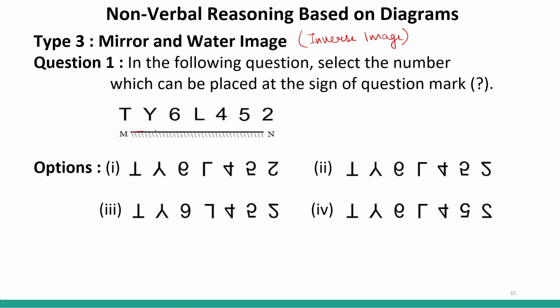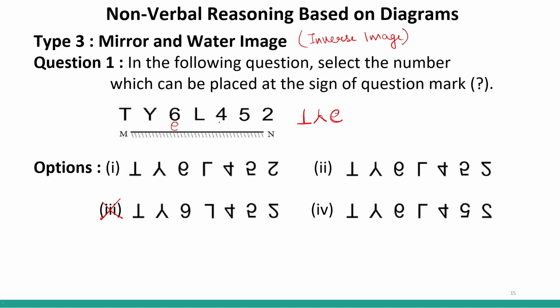So placement of the mirror is over here. So we have to draw an inverse image. So if I draw an inverse image, T will come like this. Correct? Similarly, how will Y come? Y will come like this. This is how Y will look. 6 will look like this. No. 6 will look like this. This will be the inverse image. So 6 will look like this. This eliminates option number 3.